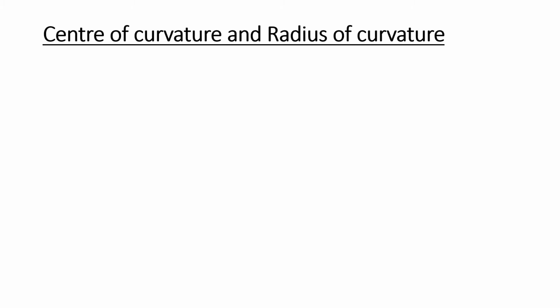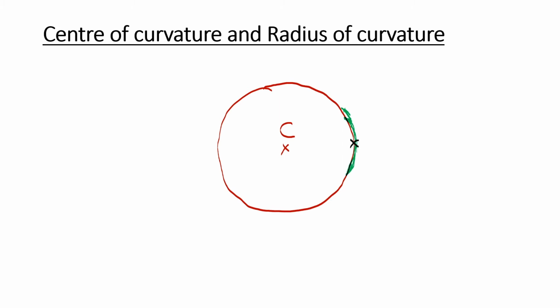What is center of curvature and radius of curvature? You know that mirror is a part of a hollow sphere. The center of that sphere is called the center of curvature. It is denoted by the letter C. What is the midpoint of the spherical mirror? This is the spherical mirror. Midpoint is known as pole. This is the pole of the mirror.